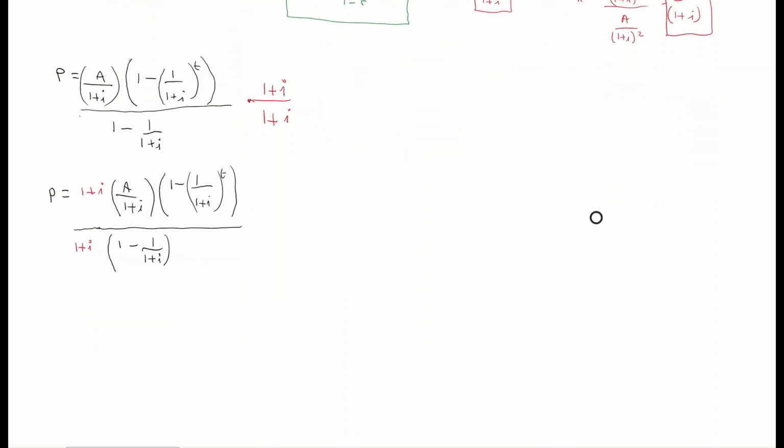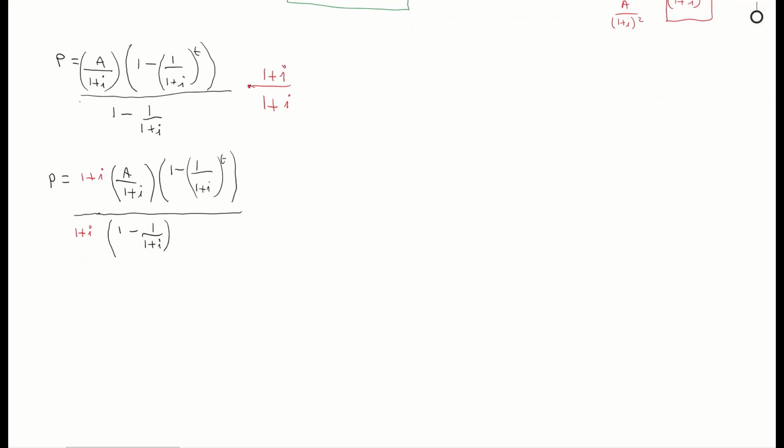So what does that give me now? On the top, you can see here, hopefully, that this 1 plus i is now going to cancel with this 1 plus i that's beneath the A. So on the top line, or the numerator, I'm going to have LN is equal to A times 1 minus 1 over 1 plus i to the power of t. So that 1 plus i and the 1 plus i will cancel.